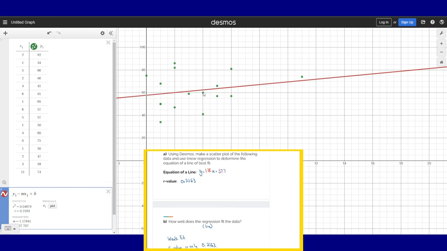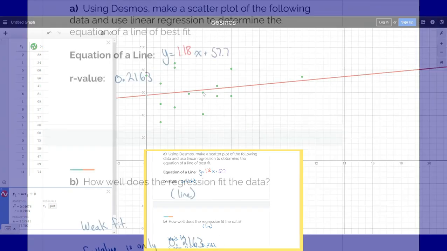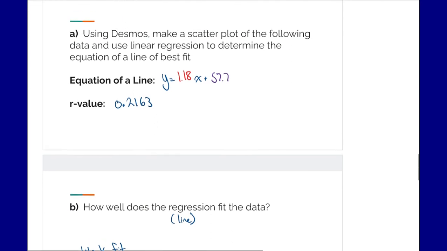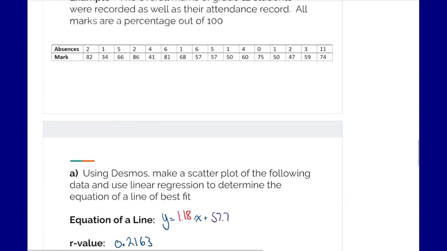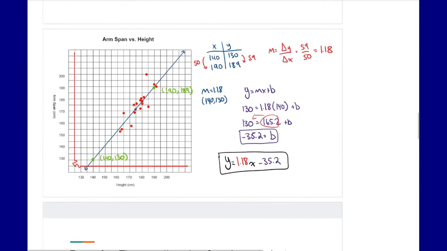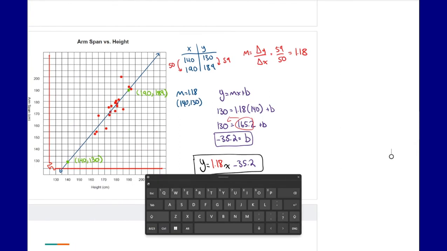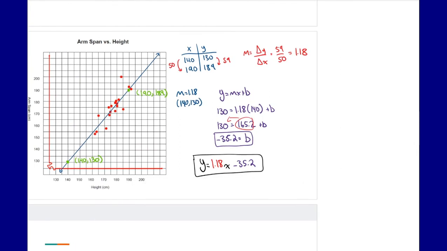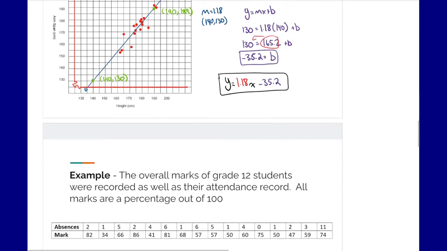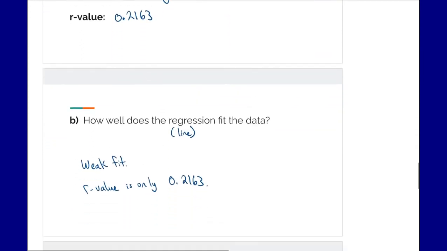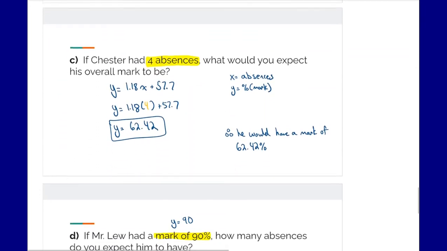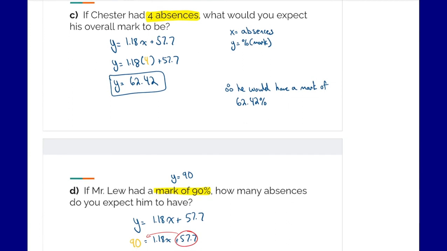The main thing is just being able to use the technology to come up with a scatter plot and a line of best fit, or make a line of best fit by hand, and then using that, being able to use the equation to calculate for missing values. As well, in general, understanding what the R value represents and what the different R values might look like on a graph.